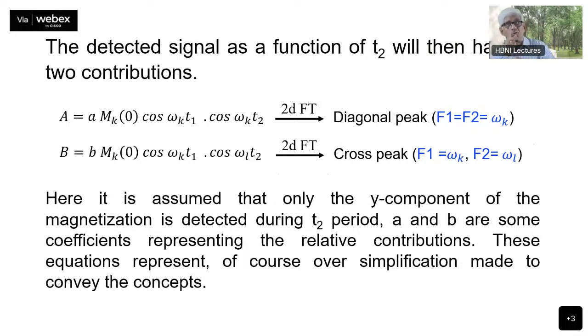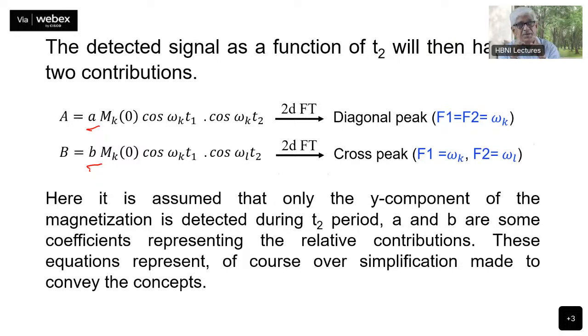a function of T2 will then have two contributions. Which are these two? A and B. A is MK0 cosine omega k T1 cosine omega k T2, because whatever remained with K evolves with the frequency omega K. And let us say that fraction is small a. That fraction is small a. So therefore, this magnetization represents whatever remained on the K spin after mixing also. Then this represents the part which has been transferred to the L spin.